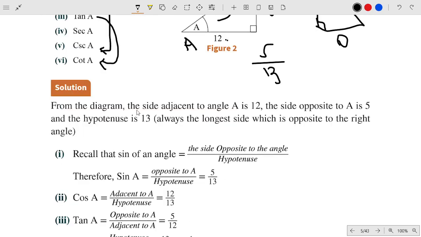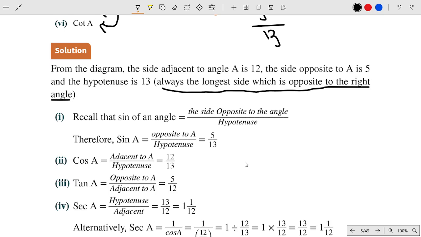So from the diagram, the side adjacent to the angle A is 12, the opposite side to angle A is 5, and the hypotenuse is 13, always the longest side, which is opposite to the right angle. So the hypotenuse is always the longest side, which is opposite to the right angle.